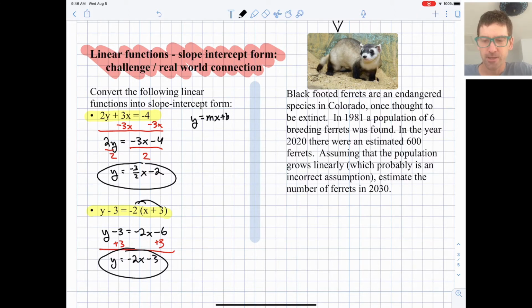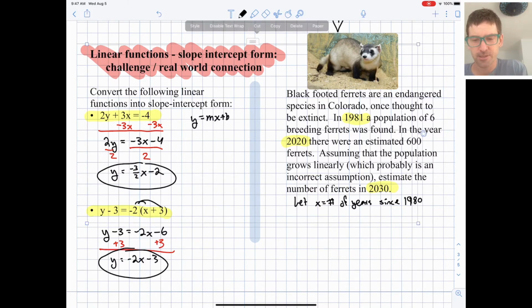Okay, so I think your first step here is to deal with the years. And so dealing with years that are in the thousands, 1981, 2020, 2030, those are a little bit trickier numbers to deal with. So I'm going to define my variable as let x equal number of years since 1980. I think that's going to give me some nice round numbers to work with. Okay, and I could have said since 1981 or whatever.